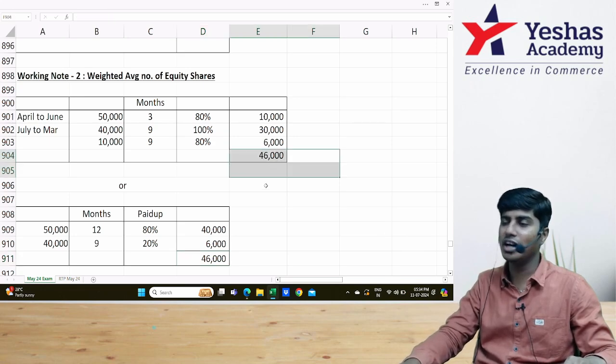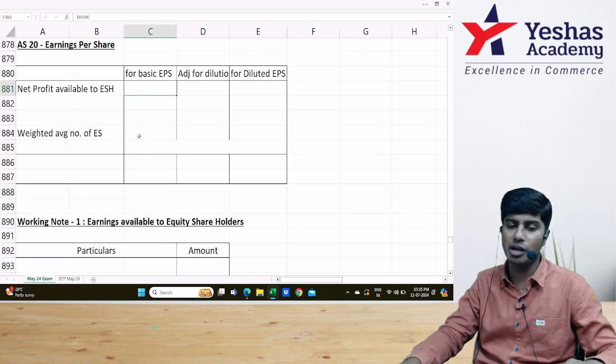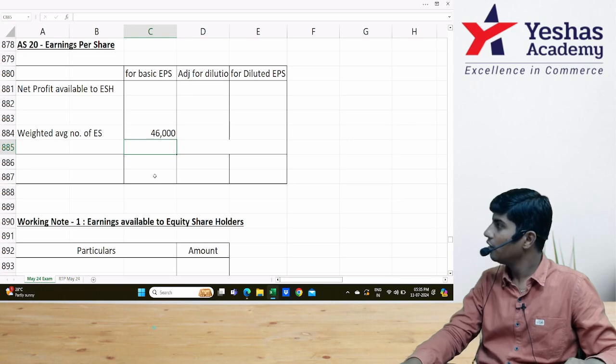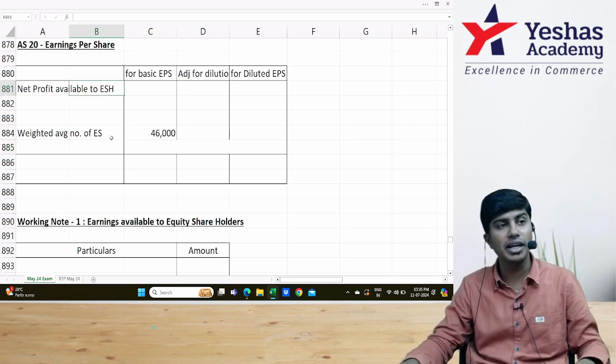Yes. What is denominator? Weighted average number of shares. 46,000. In EPS computation, net profit has to be divided by weighted average number of shares. We know how to compute weighted average number. We've done. We need to take numerator, net profit available to equity shareholders. How do we take that?